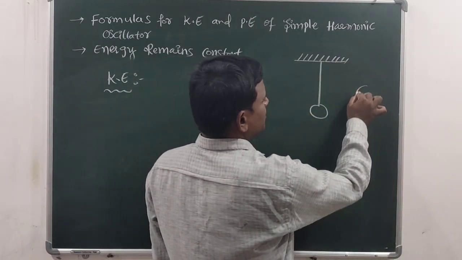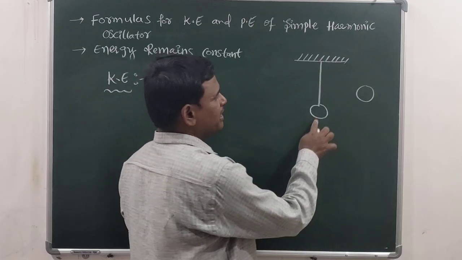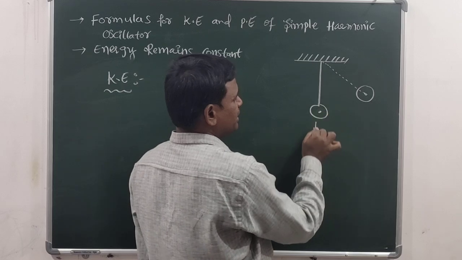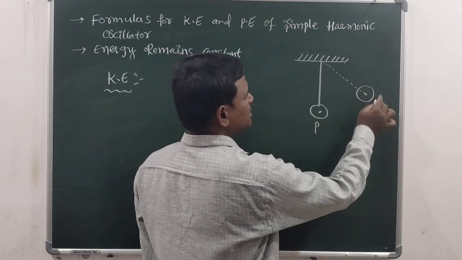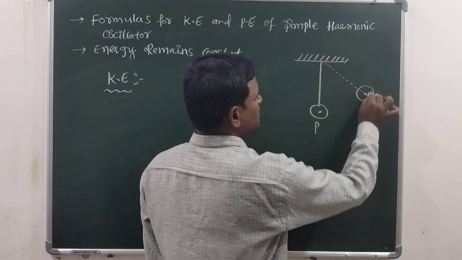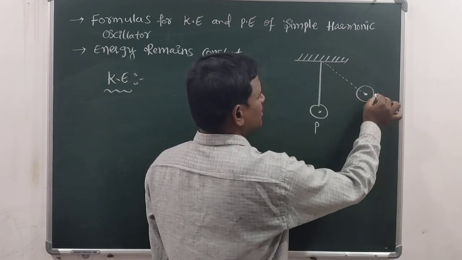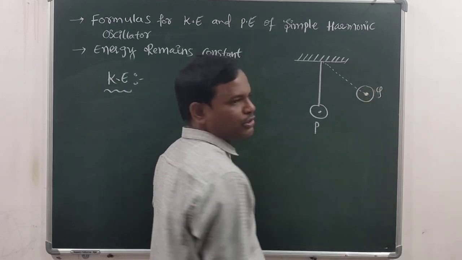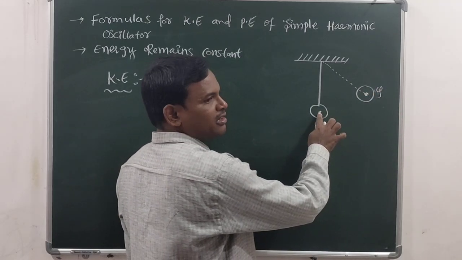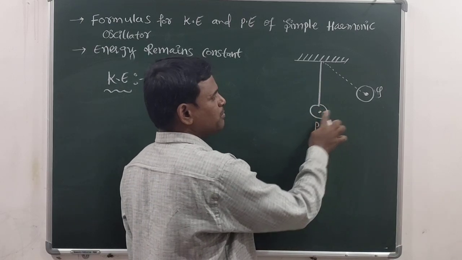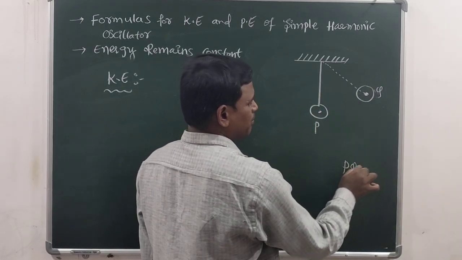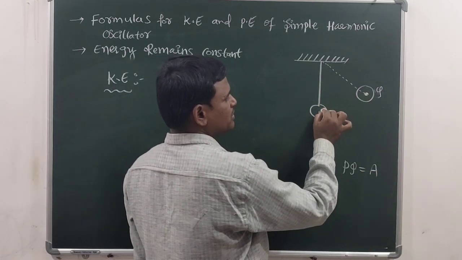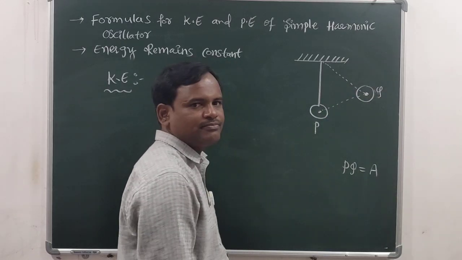So here, this is the maximum displacement covered by this bob. This is the mean position, let it be P. Now this is the maximum displacement. If you would like, take this as some point Q. At this point Q, the displacement made by this bob be capital A. So from here to here, this is distance capital A.